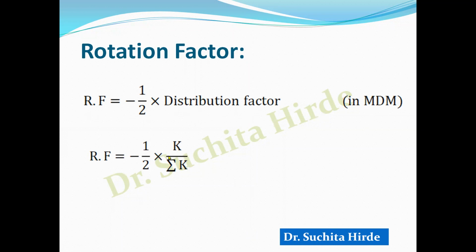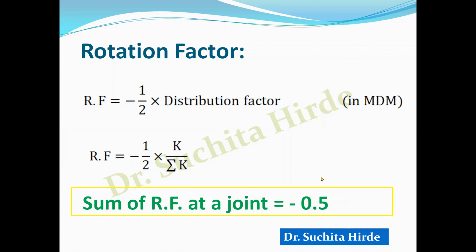So rotation factor is nothing but minus half k upon summation k. So k upon summation k is distribution factor. So rotation factor is minus half times this. So if you take the addition of rotation factor at any joint, you will get minus 0.5. In moment distribution, we get summation of distribution factor at any joint is equal to 1. But here in Kani's method, we get summation of rotation factor at joint is equal to minus 0.5. So sum of rotation factor at any joint is minus 0.5.